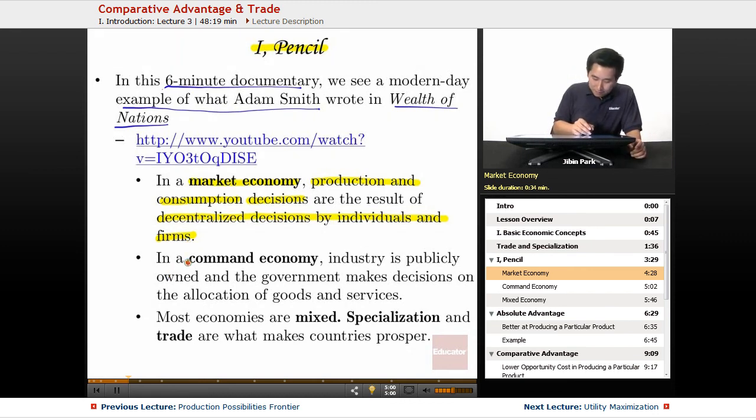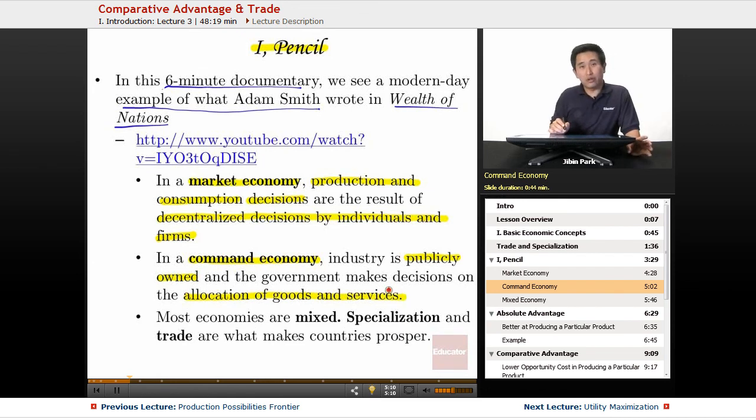At the same time, there's something called a command economy, in which industry is publicly owned, and the government makes decisions on the allocation of goods and services. So in a command economy, rather than individuals making these decisions on what to buy and purchase, it's the government that actually makes these decisions. The most notable example would be North Korea. In North Korea, the government has a huge say in economic decisions.